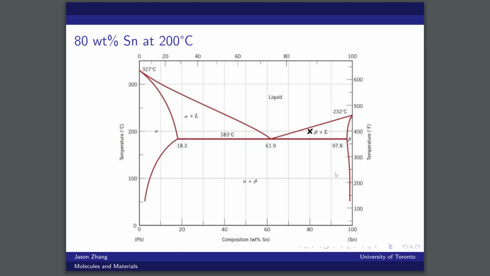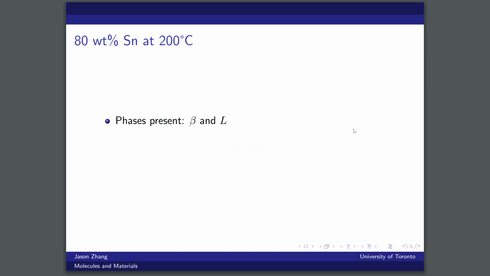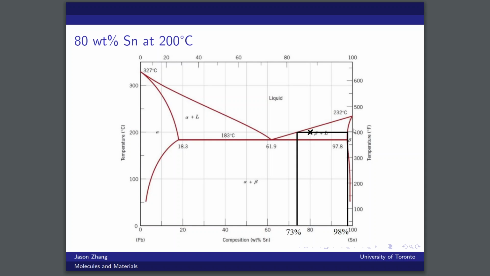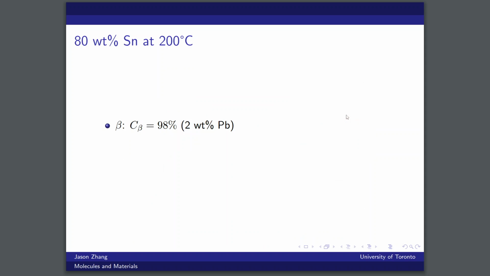Now moving on, we can consider this next question, which involves 80 weight percent tin at 200 degrees Celsius. Again, I've indicated that with this black X, and you can see the region we're in. The phases that are present are beta and L. L means liquid. And again, beta is a solid solution of lead in tin. If we draw the tie line, we can see that we have around 73 weight percent tin in the liquid phase, and then 98% tin in the beta phase. Again, that's just summarized here.